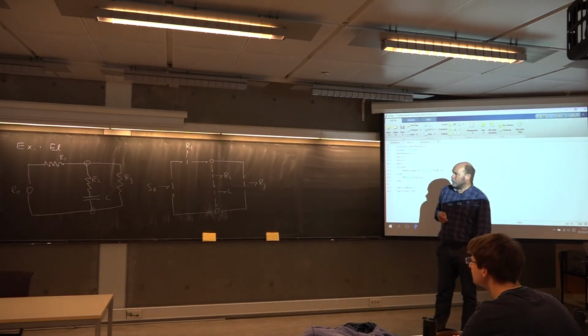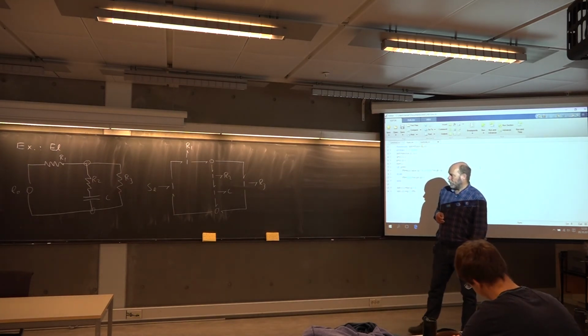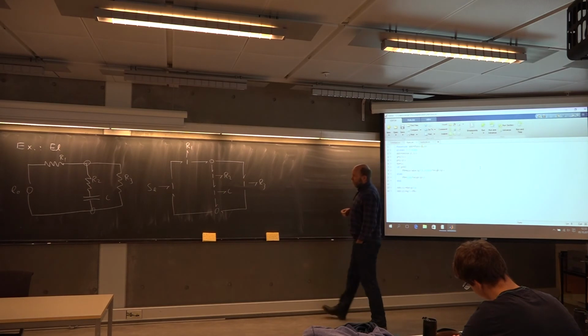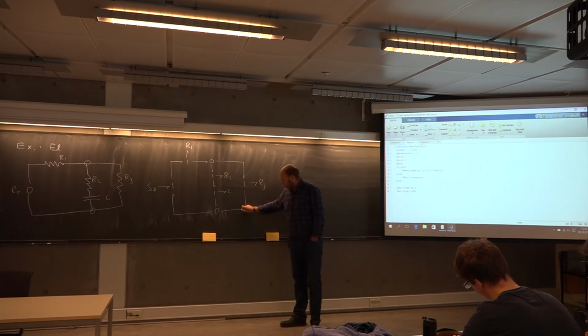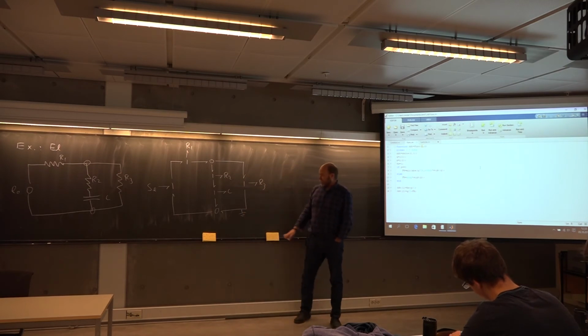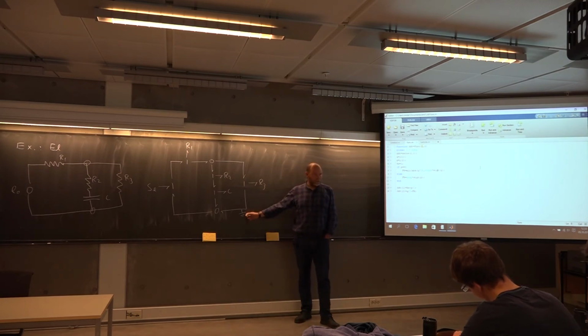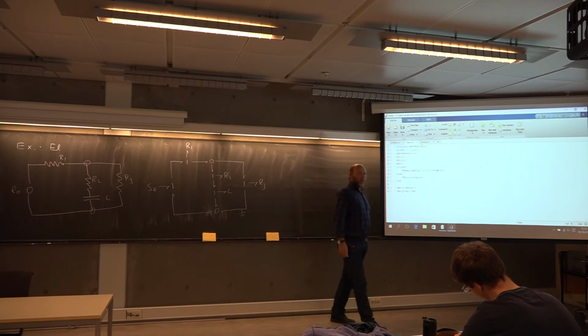So there you have the raw bond graph. Now for electrical circuits, we choose a ground level anywhere we like. It doesn't have to be at the bottom, but we choose it somewhere. And we say the voltage at ground level is 0.